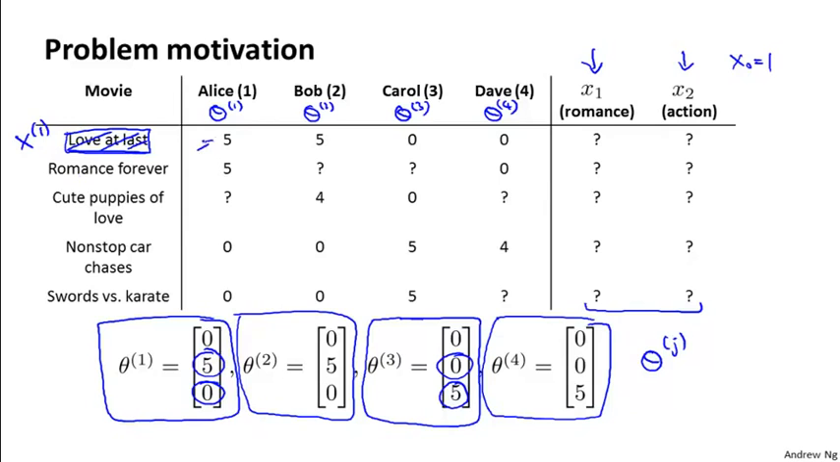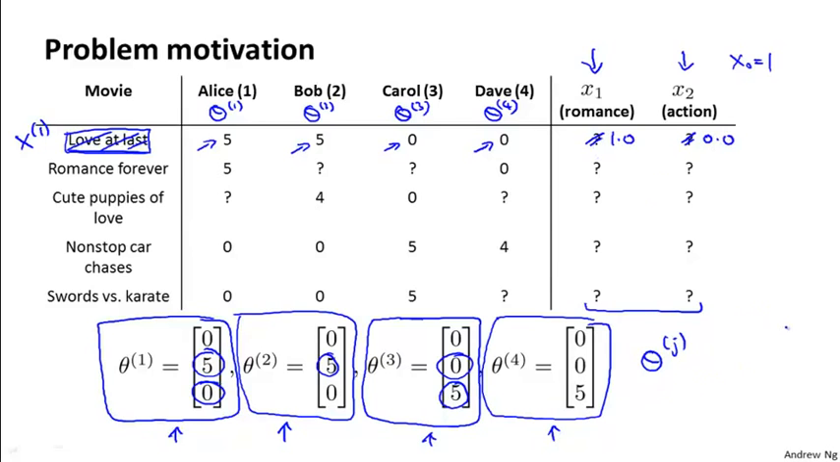All we know is that Alice loved this movie, Bob loved this movie, Carol and Dave hated this movie. So what can we infer? Well, we know from the feature vectors that Alice and Bob love romantic movies because they told us that. There's the 5s here. Whereas Carol and Dave, we know that they hate romantic movies and that they love action movies, because those are the parameter vectors that users 3 and 4, Carol and Dave, gave us. And so based on the fact that movie 1 is loved by Alice and Bob and hated by Carol and Dave, we might reasonably conclude that this is probably a romantic movie, and it's probably not much of an action movie.